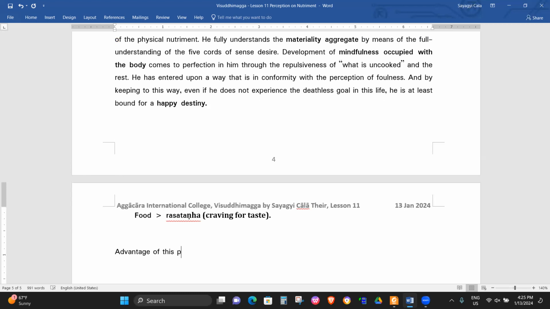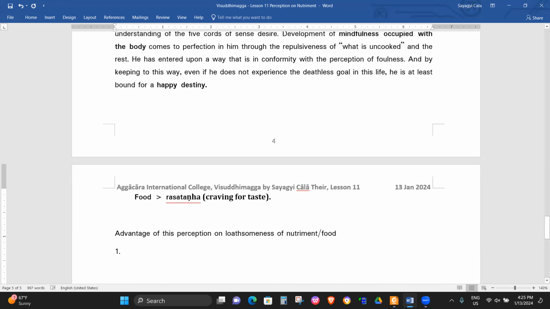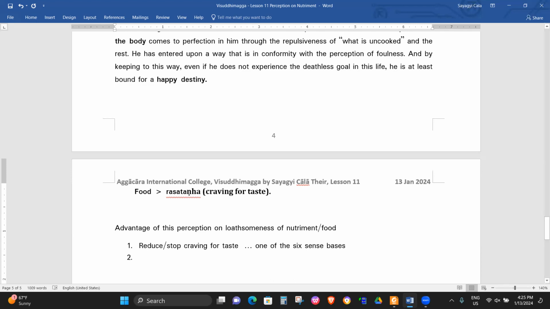of this perception on the nutriment, or the loathsomeness of nutriment, food. The first one is to reduce or stop craving for taste. Craving for taste is one of the six sense bases, six sense doors. So which door is this? The tongue. Tongue base.